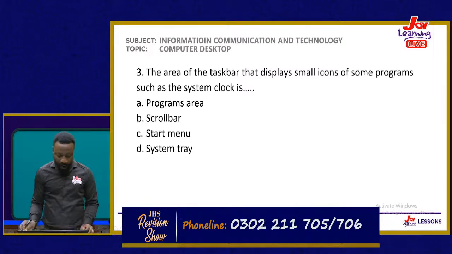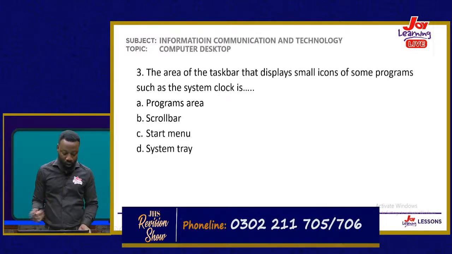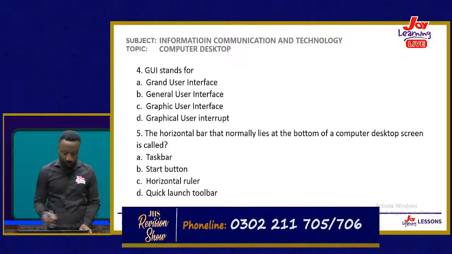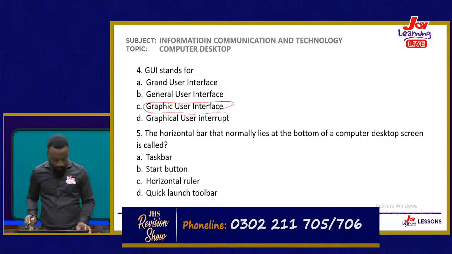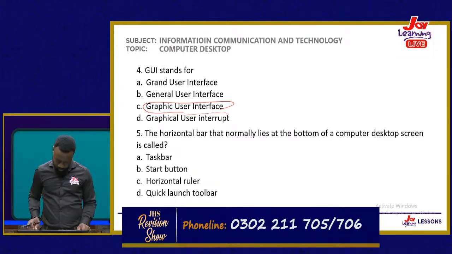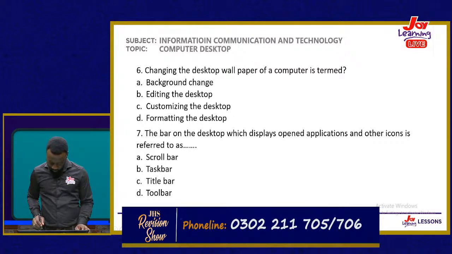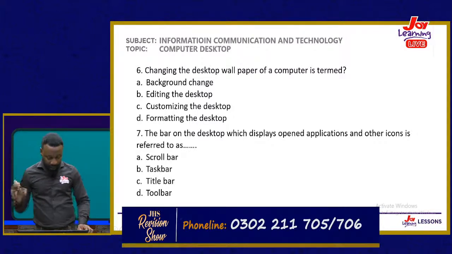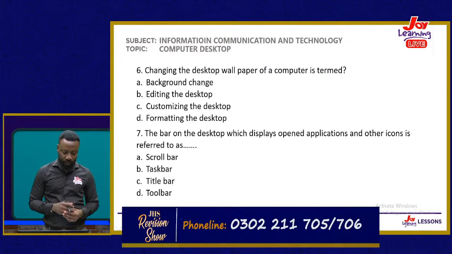I can't see the question. The area of the taskbar that displays small icons of some programs such as the system clock is? A. System tray. Okay. Question four. GUI stands for? Graphical User Interface. Question 5. Taskbar. Question 6. The question, please. You have 1 minute 30 seconds left. Question 6: changing the desktop wallpaper of a computer is termed? Background change.